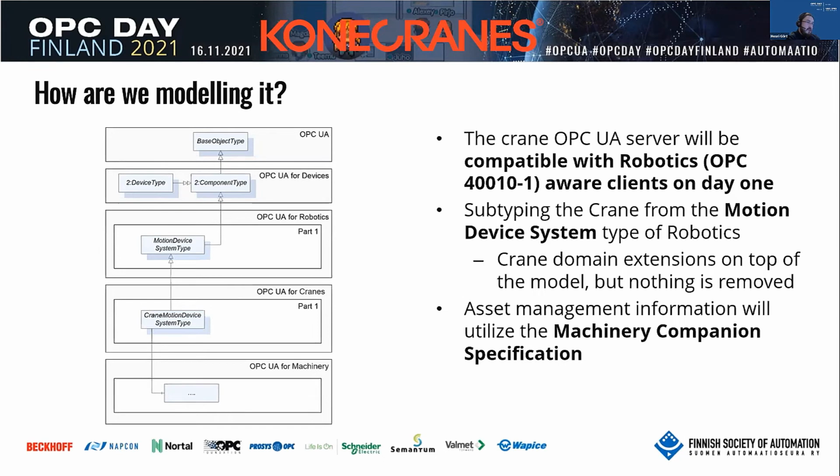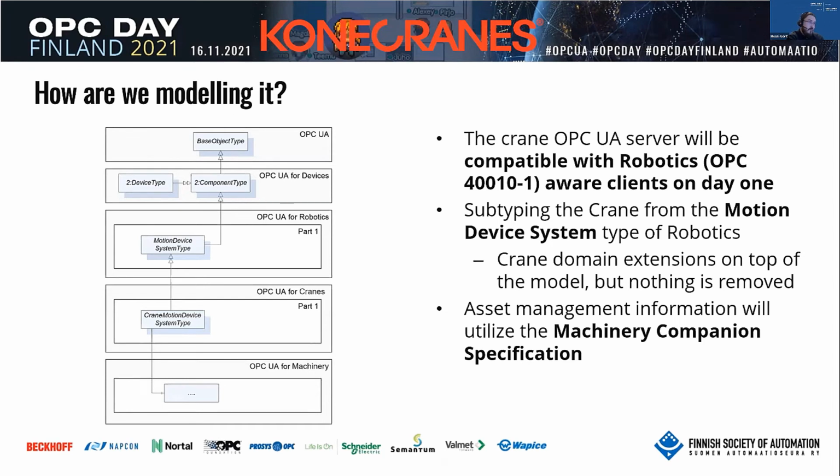And that is because we are building the crane CS on top of the existing, already released part one of the OPC UA robotics companion specification, and we are subtyping the crane from the motion device system type of robotics.